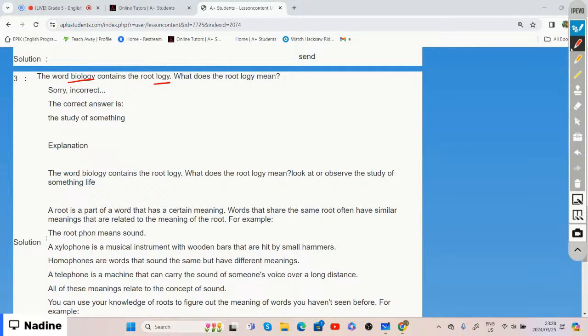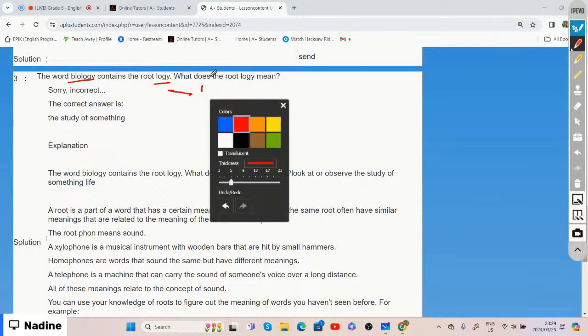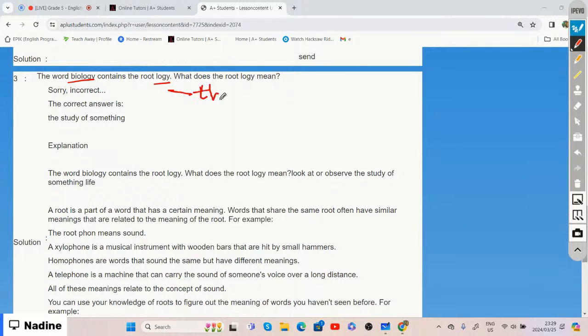All right. So firstly, logy means the study of something, right? So that's the word logy. Logy, it means the study of something. And then logy is the root word within the word biology, right? And biology is basically to do with, let's say, living organisms. It's to do with scientific stuff, right? So it's the study of that.